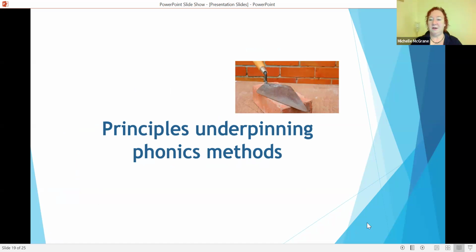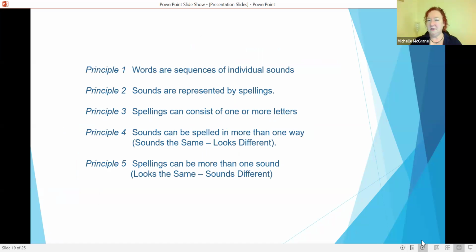The principles underpinning the phonics methods are essentially what I just said in the last while, which is that words are sequences of individual sounds. Sounds are represented by spellings. Spellings can consist of more than one letter. That's the first three principles. And then, as I always say at that point, now here's the bad news. Sounds can be spelled in more than one way. In other words, they can sound the same but look different. And spellings can be more than one sound. In other words, the letters might look the same, but sound different.